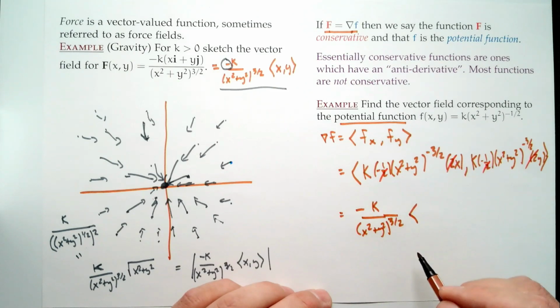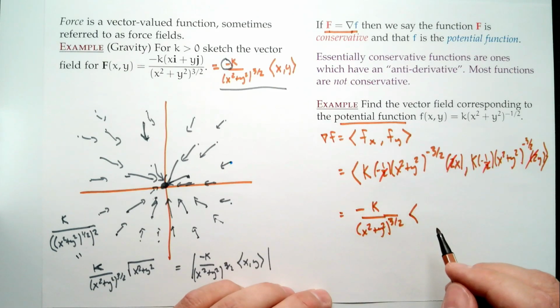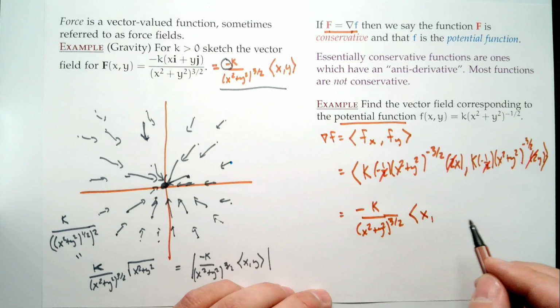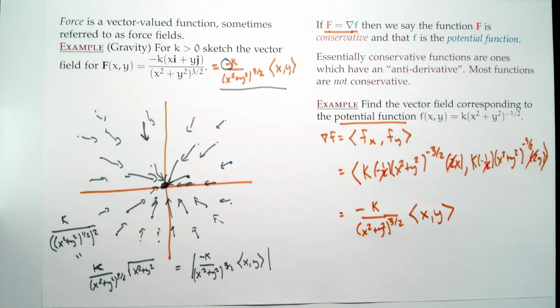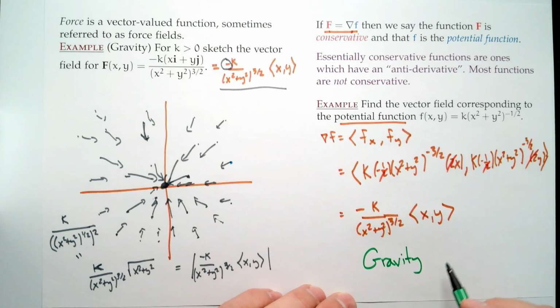And let's see what didn't get pulled out. What didn't get pulled out from the first entry? X. And from the second? Y. All right. So there's the answer. So there's the vector field that corresponds to the potential function. All right. Well, what's our conclusion? Our conclusion is that gravity, which is a really important thing for us, it's conservative.